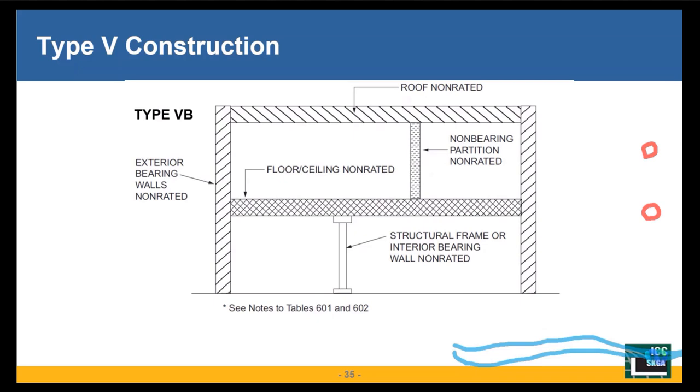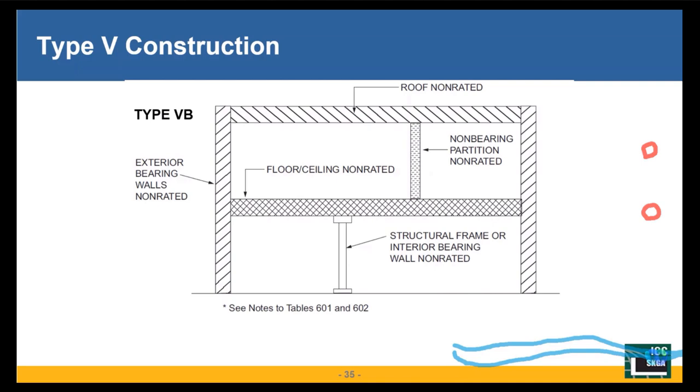Type 5B, nothing is rated into this type of construction, and most commonly, this is the type that's used for single-family dwelling, but not apartments or apartment buildings exceeding the height, or if a single-family dwelling exceeding the allowed height in the table, then you cannot use Type 5B. You'll have to go to a higher type construction. And we'll talk about that in a minute.